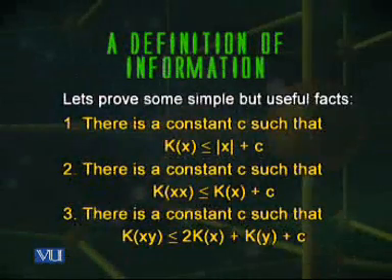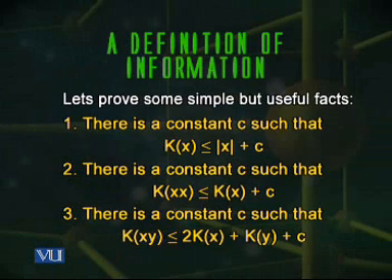Let's look at the third property. There's a constant C such that the descriptive complexity of XY is less than or equal to twice the descriptive complexity of X plus the descriptive complexity of Y plus a constant. What this is saying in some sense is that the total information in XY does not exceed the total information in X plus the total information in Y plus C. Actually, the way I've stated it here, it says that the total information in XY does not exceed the total information in Y plus twice the total information in X plus some constant. This can be improved. We will have a look at the improved version a little bit later.